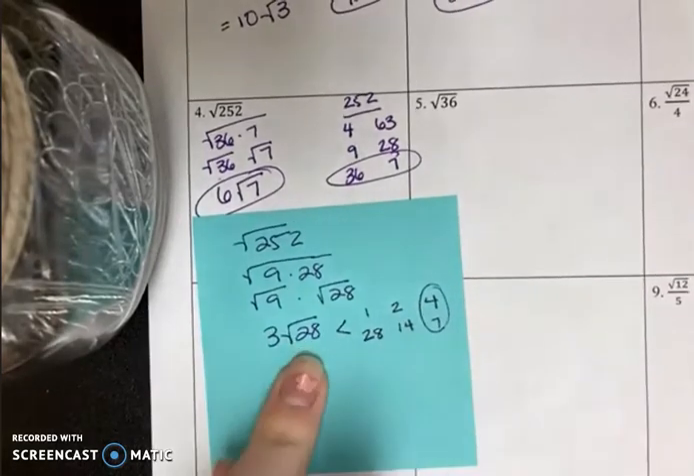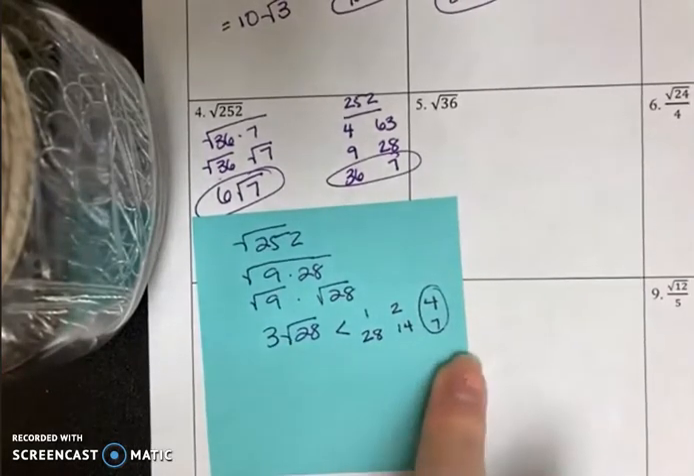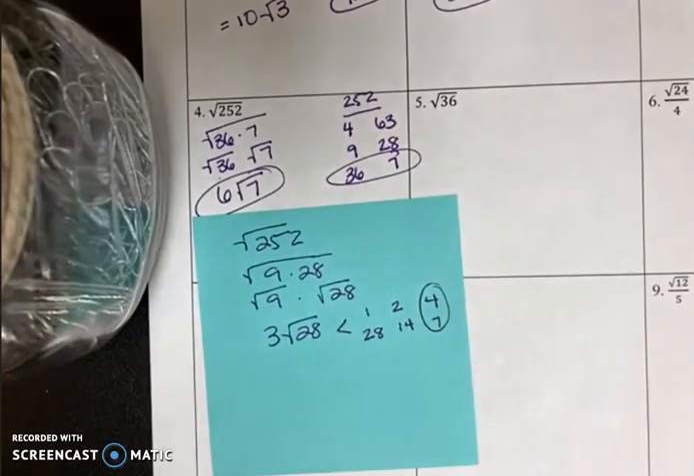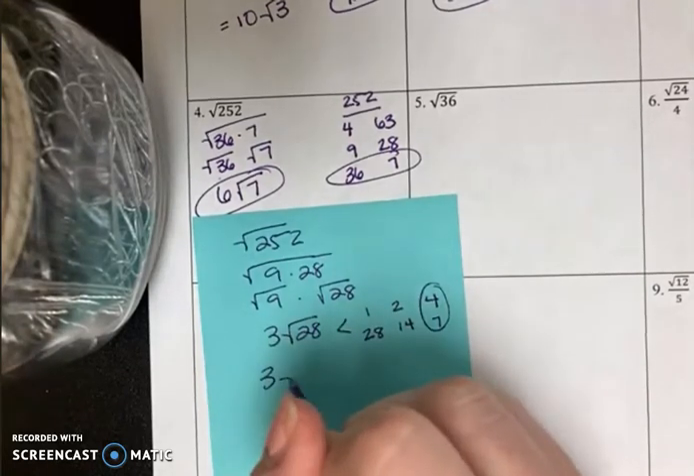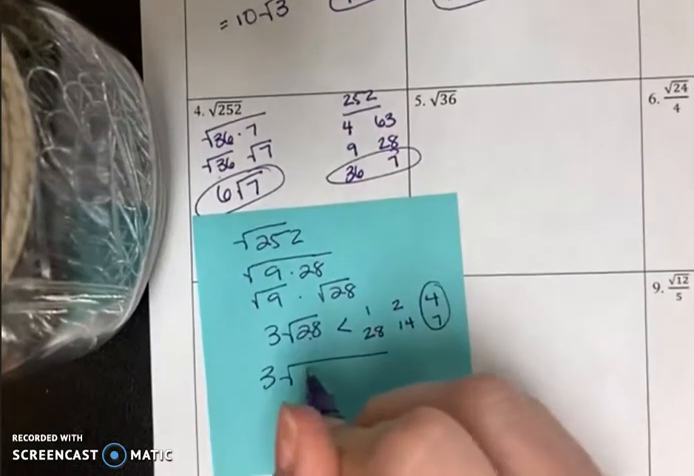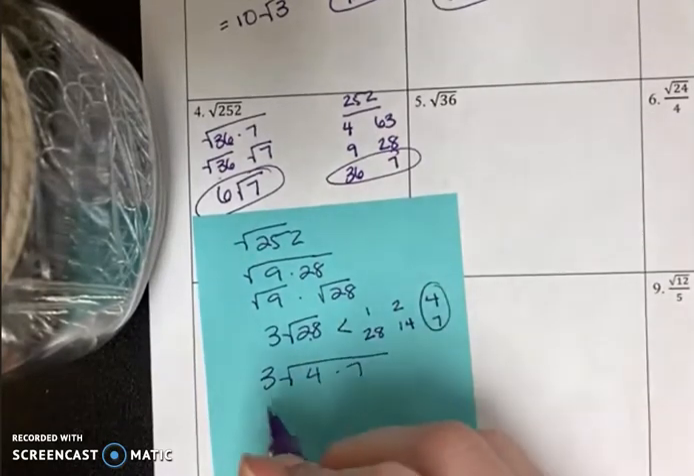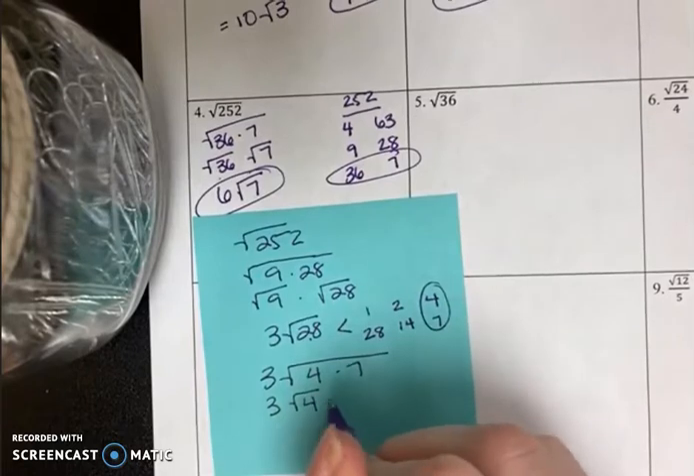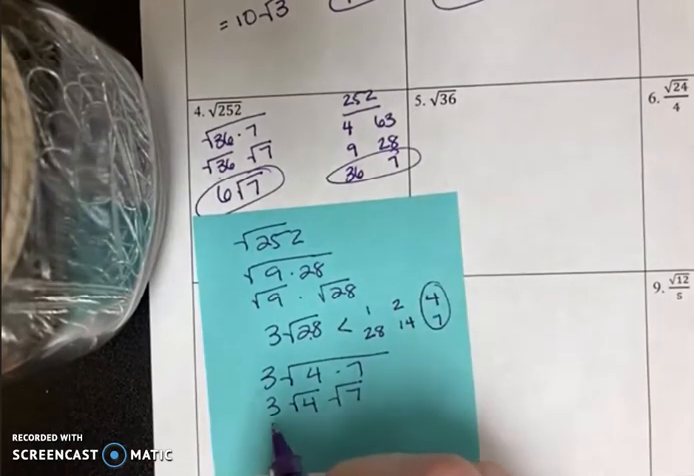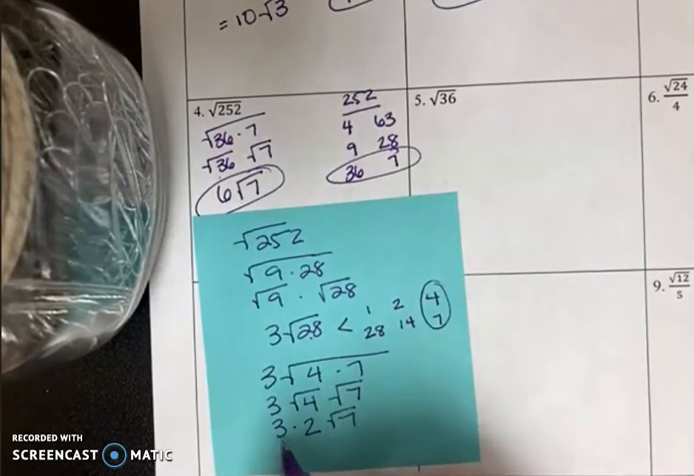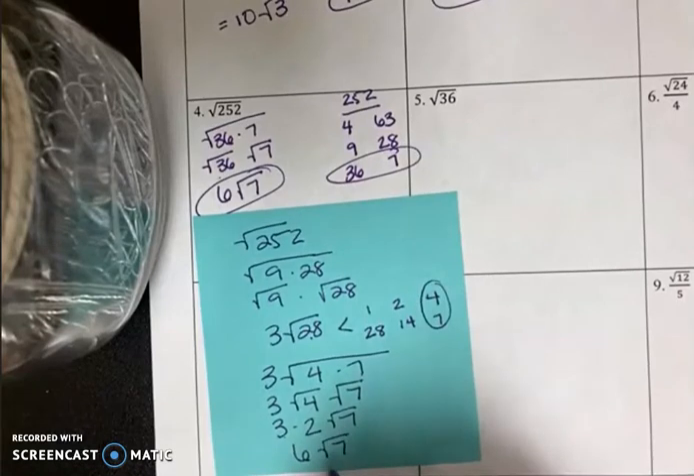It's not simplified all the way because there's a perfect square greater than 1 in the list of factors. So then you'd have to go through and rewrite 28 as 4 times 7, and then you'd have to do product property again, and then you'd have to simplify the square root of 4 as 2, and remember to multiply the 3 and 2 together to give me 6, and get 6 root 7.